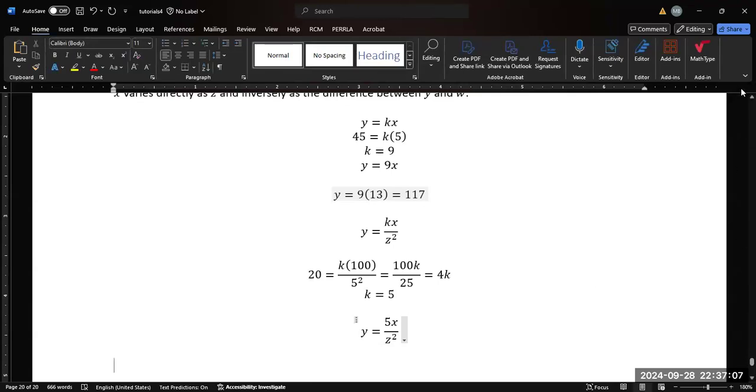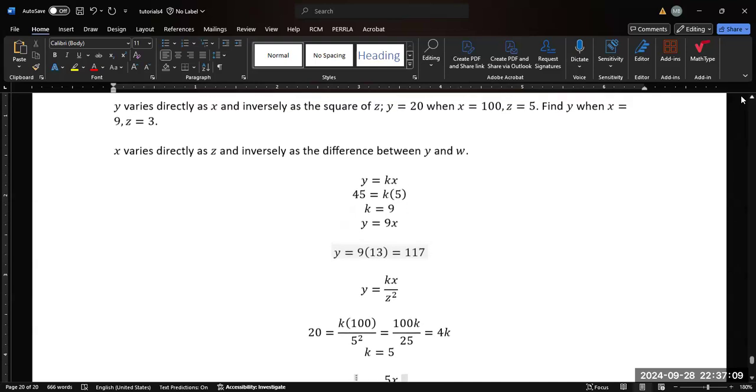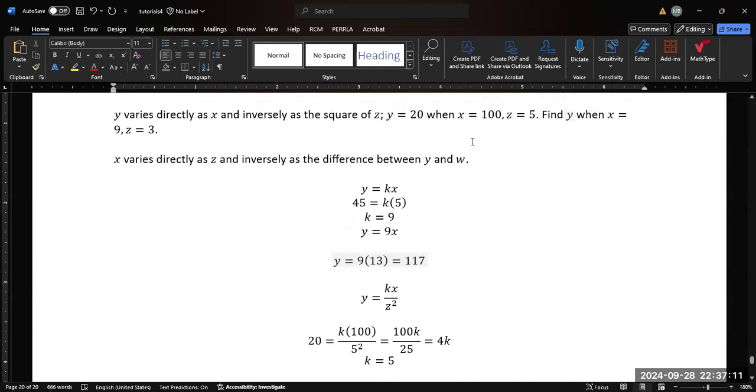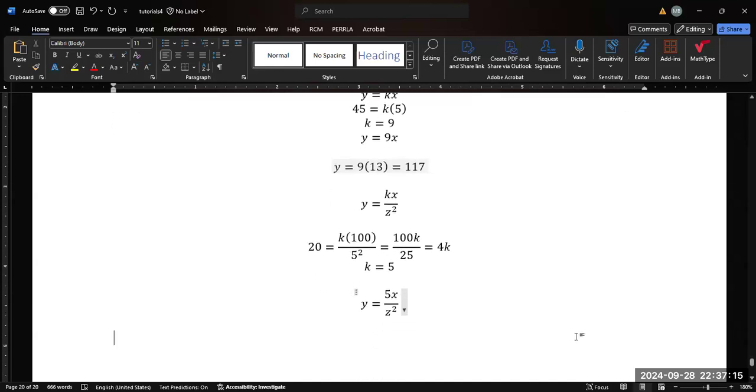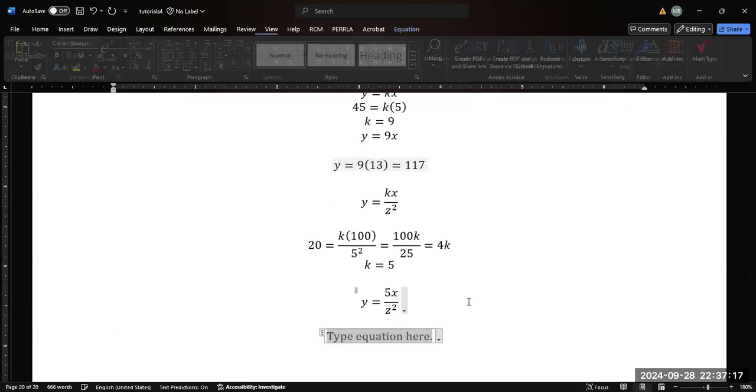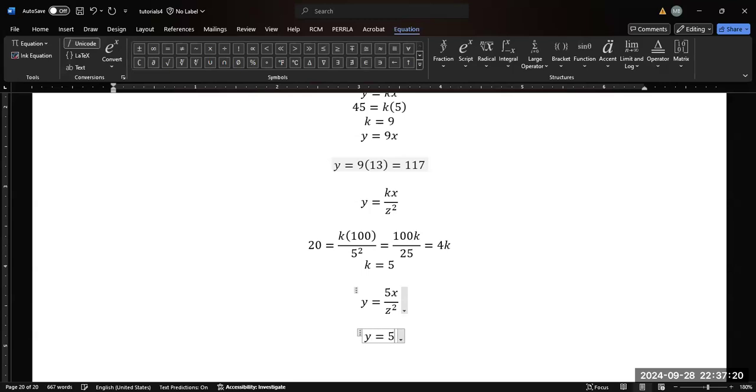I want to evaluate y at some value of x and z. Find y when x is 9 and z is 3. So y is equal to 5 times 9 divided by 3 squared. I'm going to get 5 because 3 squared is 9. The 9s are going to cancel, and I'm just left with 5.